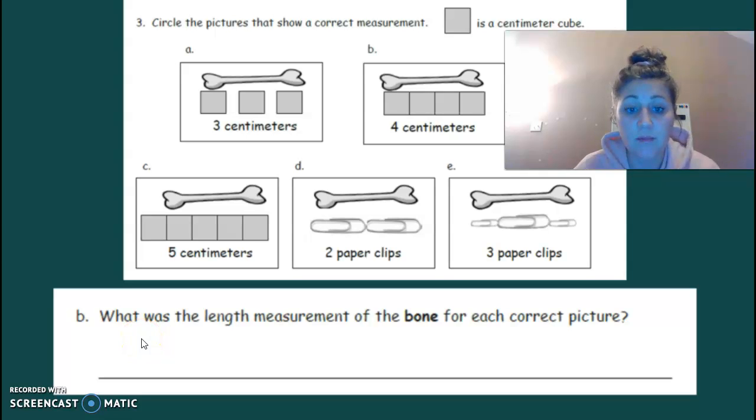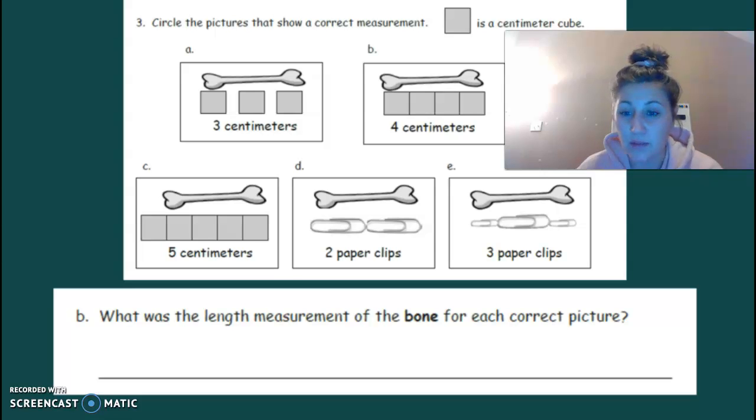Here's the next problem. We're still talking about the pictures that you circled that measured the bone correctly. So if you can remember the two that you picked, which hopefully you can, when you get to the next problem, I want you to circle them again just so you know. And then you're going to answer question B. It says, what was the length measurement of the bone for each correct picture?